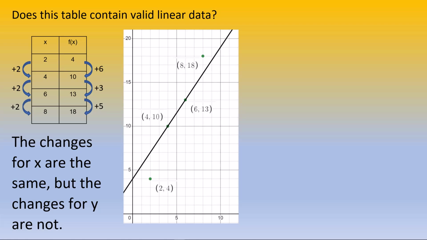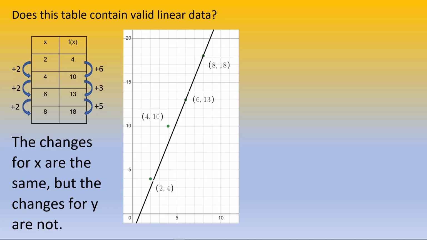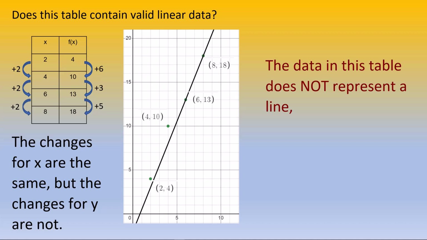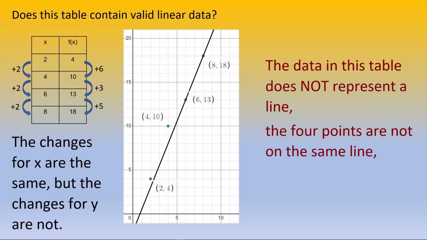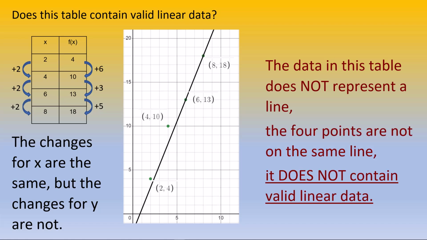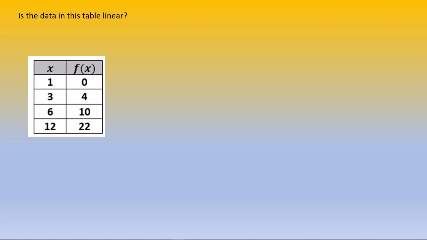The middle 2 points are on a different line with a different slope, 3 over 2, which does not contain the first and last points from the table. The last 2 points are on a different line than the other 2 points, with a slope of 5 over 2, which doesn't contain them either. Clearly, the data in this table does not represent a line. It is not linear.